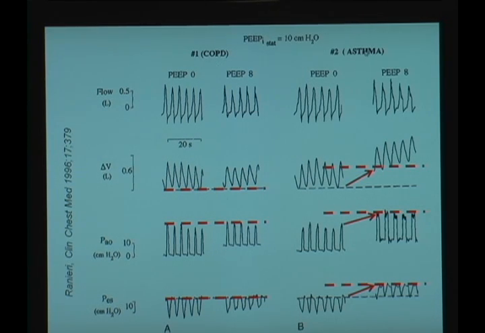Whereas in this patient with asthma, when the PEEP goes from 0 to 8, the end expiratory lung volume goes up, the PIP and plateau go up, and the esophageal pressure goes up, suggesting that here the PEEP is causing more dynamic hyperinflation and potentially causing more problems. And the reason for that is that patients with COPD tend to be flow limited. So that means that no matter how hard they push, they don't get any more flow out of their airways. Whereas patients with asthma tend not to be flow limited.